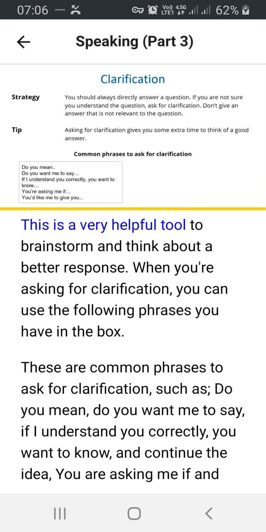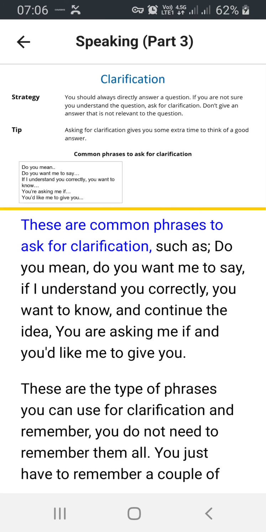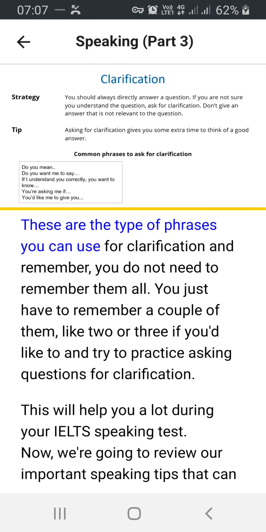So this is a very helpful tool to brainstorm and think about a better response. When you're asking for clarification, you can use the following phrases you have in the box. These are common phrases to ask for clarification, such as, do you mean, do you want me to say, if I understand you correctly, you want to know, and continue your idea. You're asking me if, and you would like me to give you. So these are the type of phrases you can use for clarification.